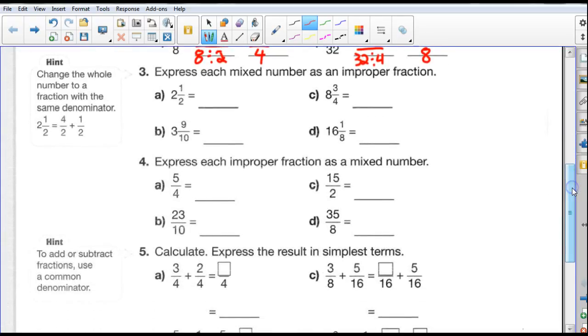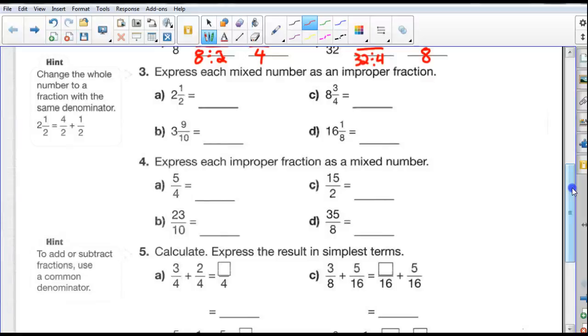Let's do number 3. Express each mixed number as an improper fraction. Okay, so they are mixed numbers right now. We want to convert it to an improper fraction, which means we don't have a whole number in front. So there's a little trick to this. What you do is, if you have the number 2 and 1/2, you take the bottom denominator 2, multiply it by the whole number in front.